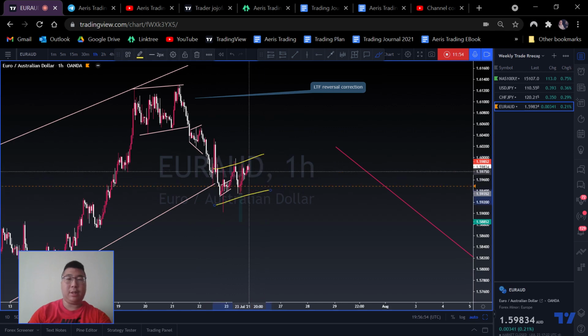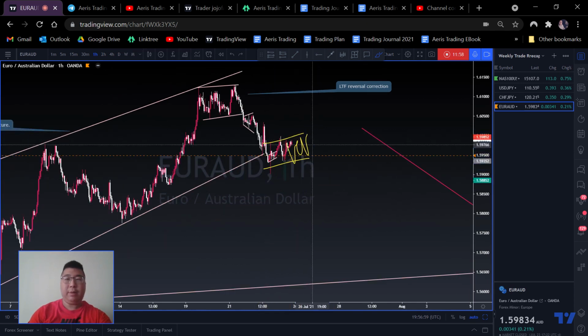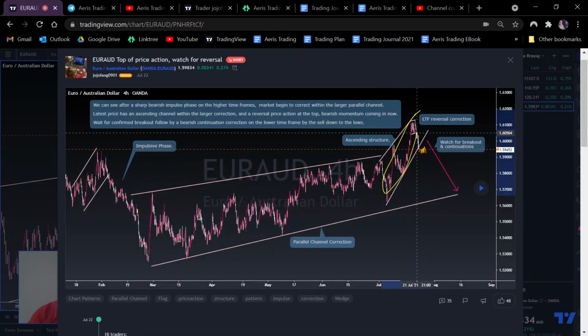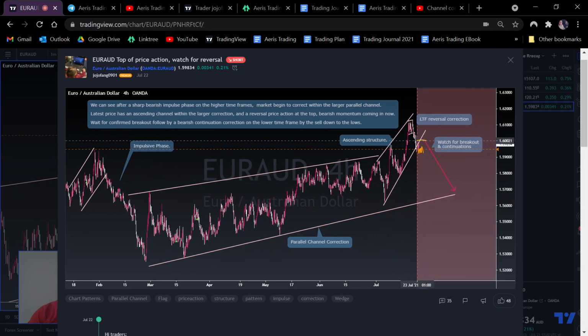We could potentially expect a bigger consolidation here. If that does happen, I will still look for a potential sell opportunity from here, pushing the price down. I think that would still be reasonable to look for. And everything that we talk about in terms of top of price action, the overall move here, I think it's still very, very valid to expect a continuation here. If it does form, then I expect the move to push down to the previous low like so. I still want to be able to capture this move if that happens.